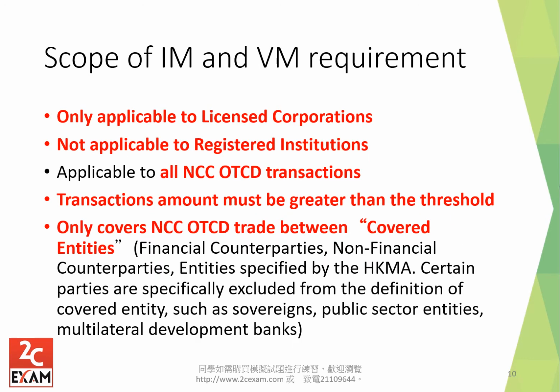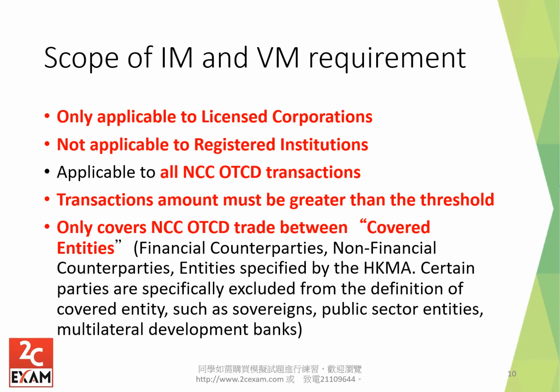Scope of IM and VM requirements. Basically, initial margin and variation margin are only applicable to licensed corporations. They are not applicable to registered institutions, and they are applicable to all non-centrally cleared OTCD transactions. However, the transaction amount must be greater than the threshold for IM and VM requirements to be valid. And IM and VM requirements only cover NCC OTCD trades between covered entities.